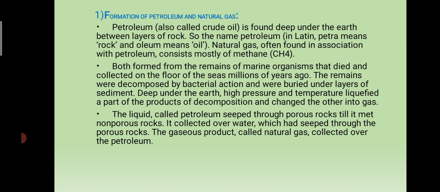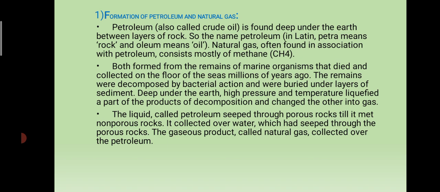Let's see petroleum. It is also called crude oil. It is found deep under the earth between layers of rock. So the name is petroleum: petra means rock, and oleum means oil. Natural gas, often found in association with petroleum, consists mostly of methane, that is CH4.